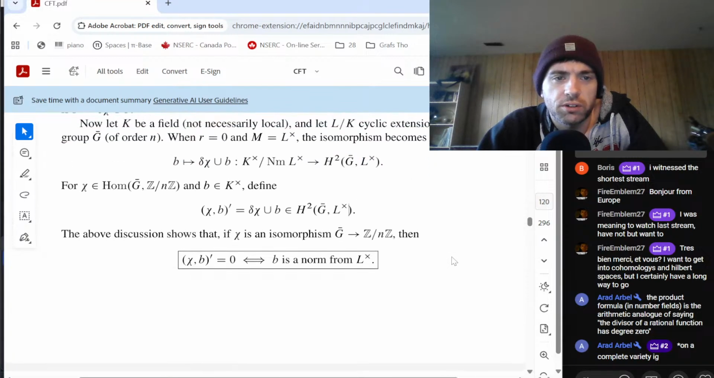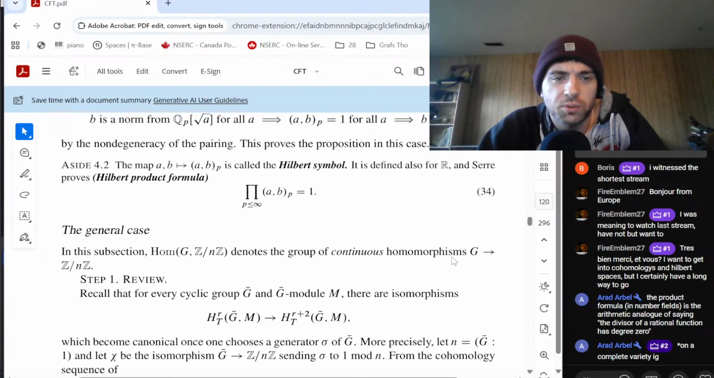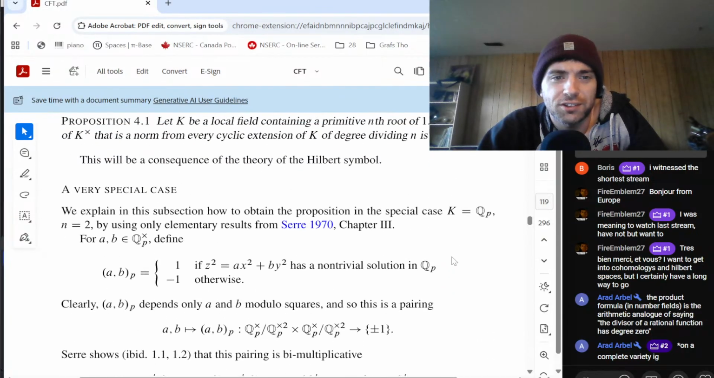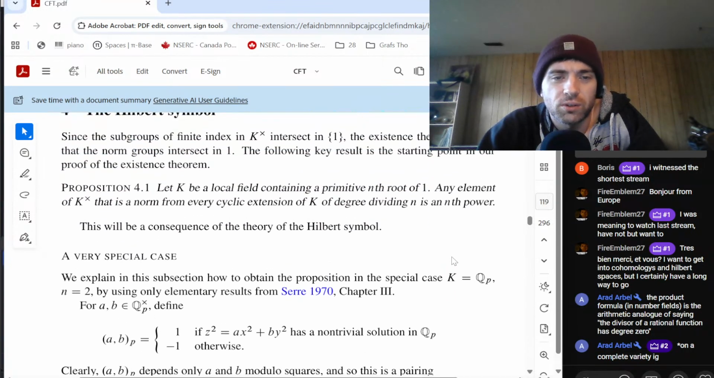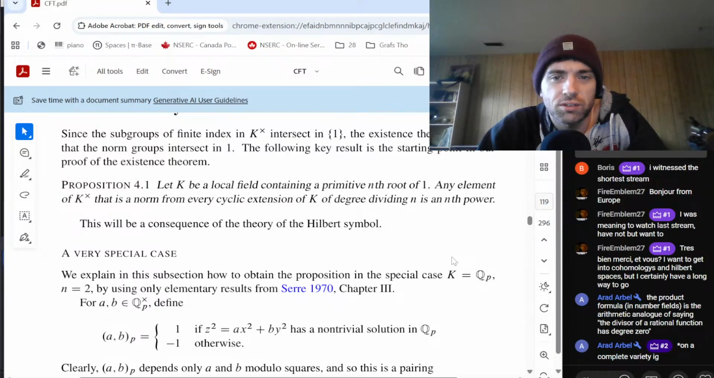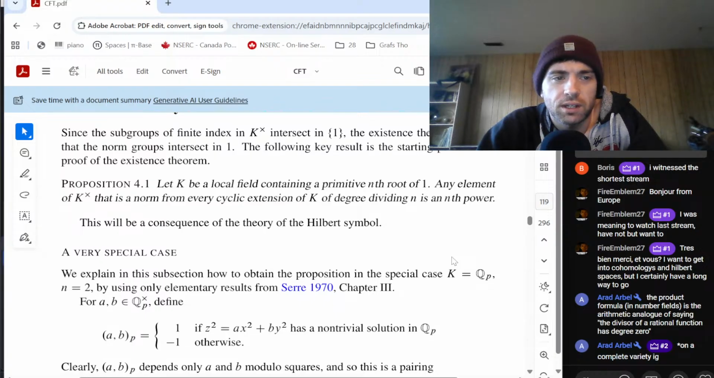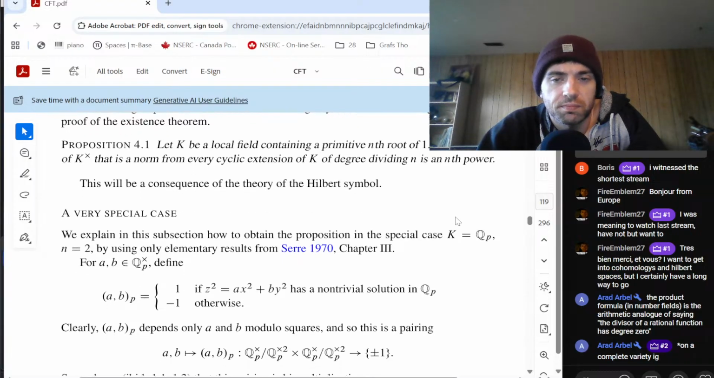Yeah, where are we here in this argument? What are we trying to show? Hang on, let's go back up. What are we trying to show? Local field containing a primitive nth root of 1, any element of K cross that is a norm from every cyclic extension. Okay.